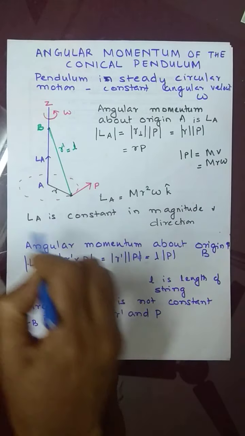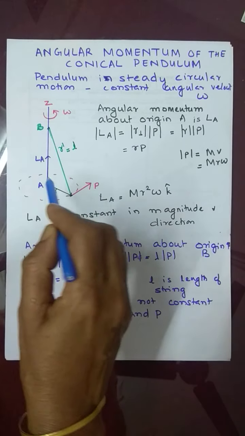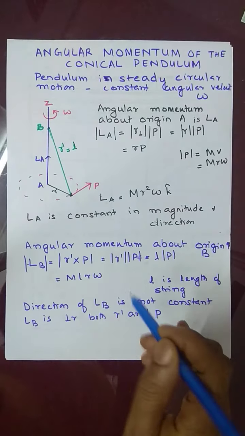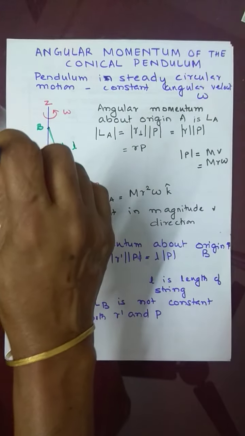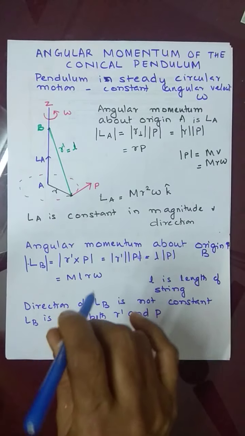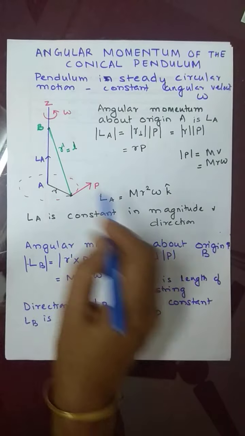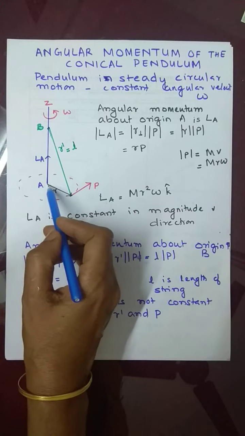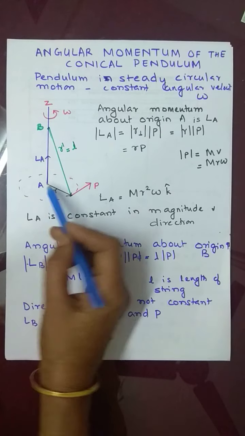And the magnitude of the angular momentum at the point A remains constant. The direction of angular momentum is also along the positive z direction. So both magnitude and direction are not changing in the case of angular momentum about the point A.